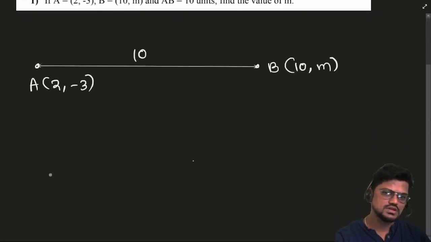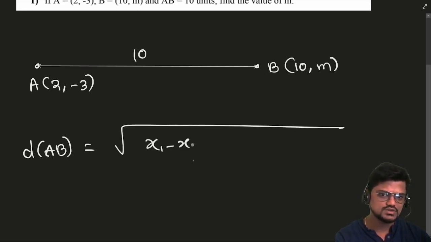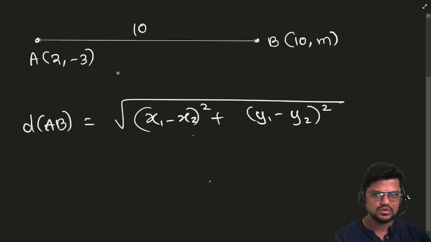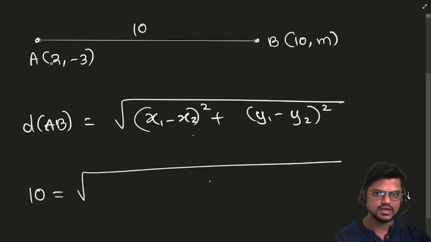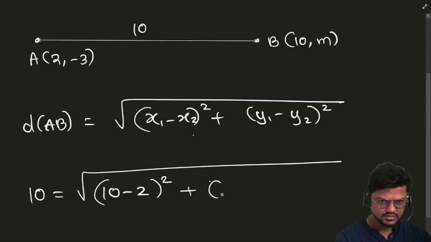So by using the distance formula, the distance AB will be equal to under root of (x1 minus x2) the whole square plus (y1 minus y2) the whole square, right? This is what you need to do. But the distance AB is already given, that is 10, under root of x1 minus x2. You can say 2 minus 10, or you can also do 10 minus 2. Both are fine, you can do any one. But over here, if you are doing 10 minus 2, then it will be m minus of minus 3.